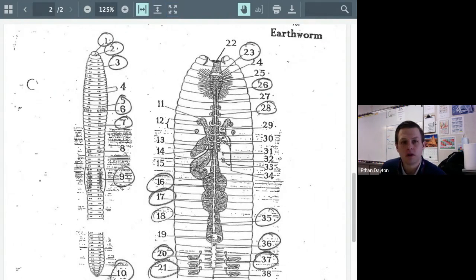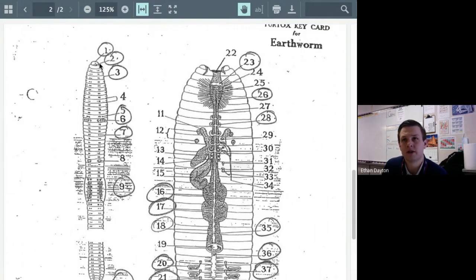What did you say the external did? This is the outside of the worm. External means the outside of the worm. We're not on the inside of the worm. So this picture on the left shows the external body parts of the worm. Good question. So we'll start with number 1 right at the top.